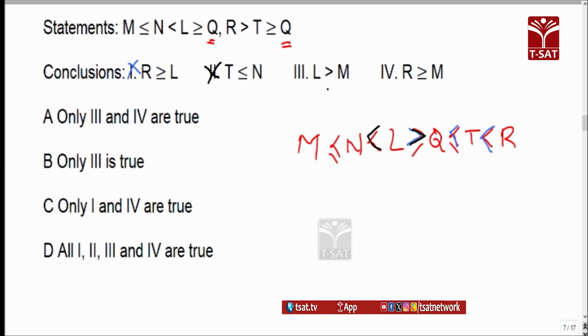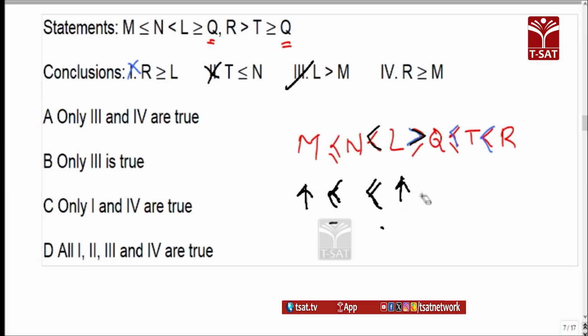Now let's see the third conclusion. L is greater than M. So you are having L and you are having M. And in between you are having a greater symbol and a greater than or equal symbol. So L is greater than M. Obviously L is greater here, L is greater here also. That is the reason conclusion 3 is correct, because see here the symbols are always towards L. So greater than symbol towards L, here also greater than or equal to symbol towards L. Then that particular conclusion becomes correct.